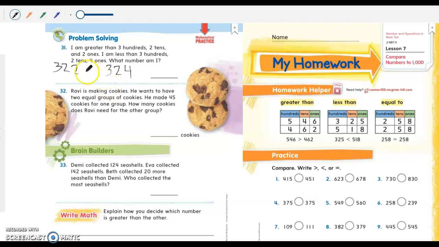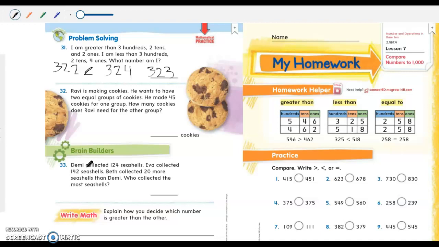Okay, so it is greater than this number, but less than this number. So what number can that be? Look at this number. Yes, it will be 323. Okay, so I want you to do number 32 and 33 on your own. Remember to write out the numbers as you read, so that you are able to figure it out.